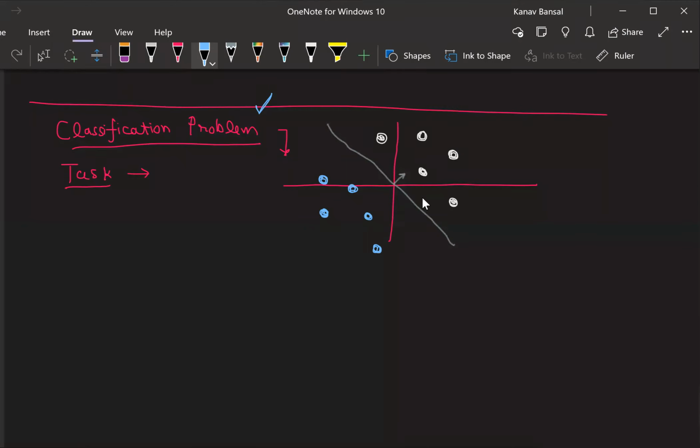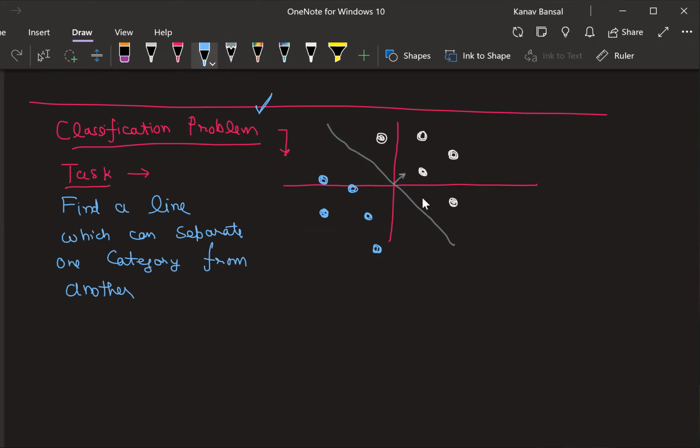So what is my task? The task is to find a line which can separate one class, one category, from another, right? This is the only task. We just want to find that line that can separate one category from another category. Everyone is able to understand till this point, yes or no?